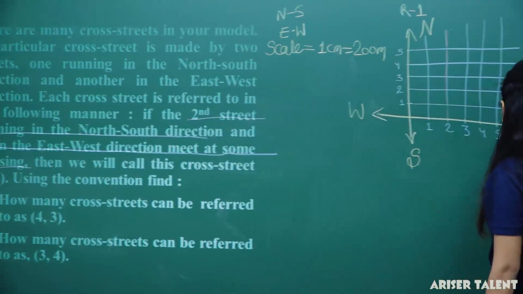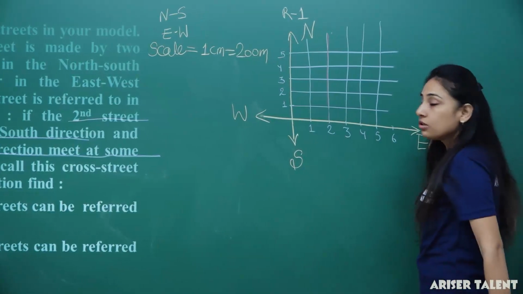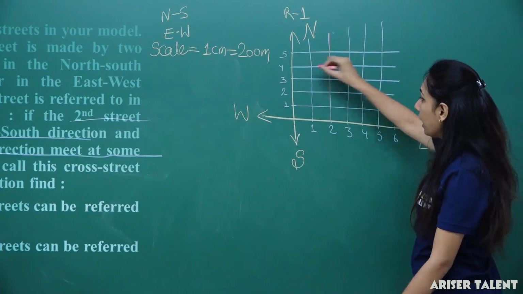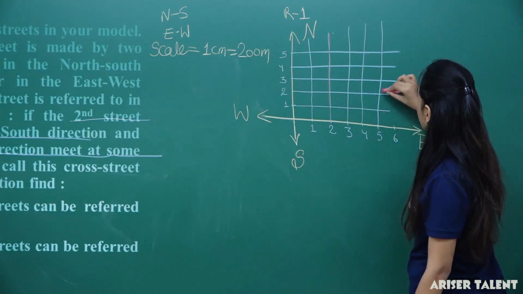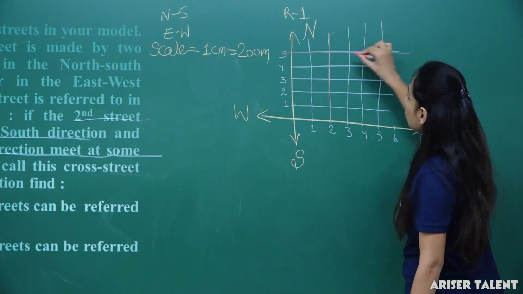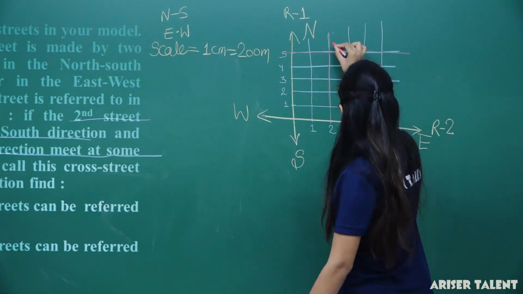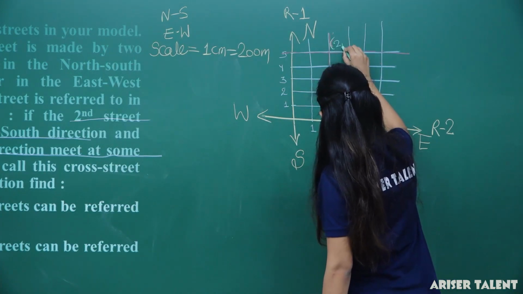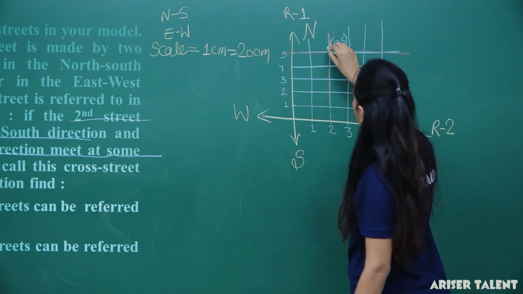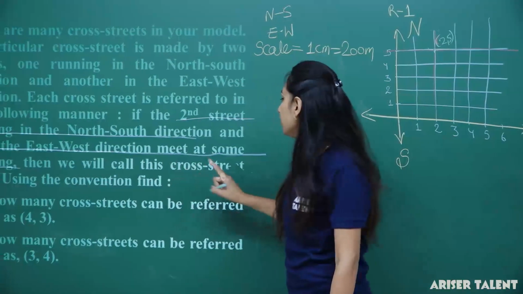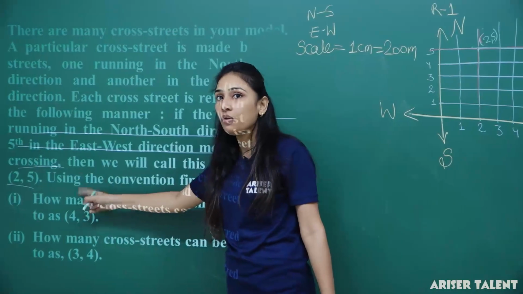So, fifth in the east-west. Now, the east-west direction is this, so all the streets will be going this way. And it's talking about the fifth: 1, 2, 3, 4, 5. So it's talking about this particular street. The crossing point of these two streets will be surely 2, 5. This point will be 2, 5. And it's mentioning here also that we call this cross street 2, 5.